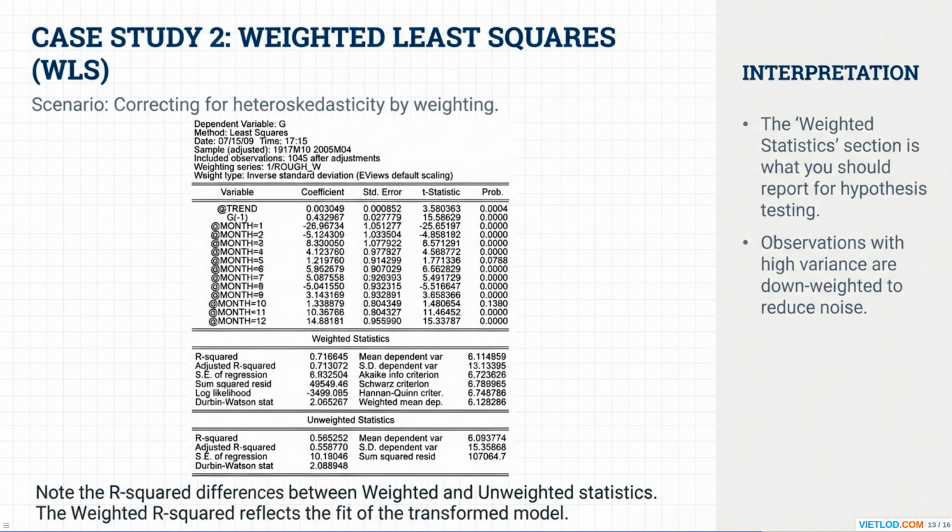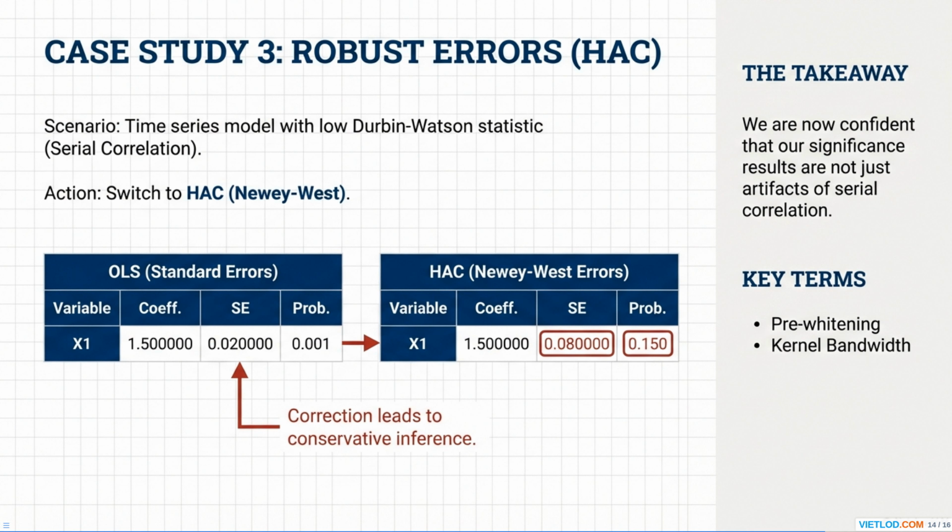As you examine the EViews output, you'll see two distinct sections, weighted statistics and unweighted statistics. It's crucial for accurate hypothesis testing that you always refer to the weighted statistics section for your t-statistics and p-values, as these reflect the transformed, more efficient model. Also, note the r-squared values. The weighted r-squared accurately reflects the goodness of fit for the transformed model, where heteroskedasticity has been addressed, offering a more relevant measure of fit than its unweighted counterpart. This weighting process effectively reduces the influence of noisy data points, leading to more reliable estimates.